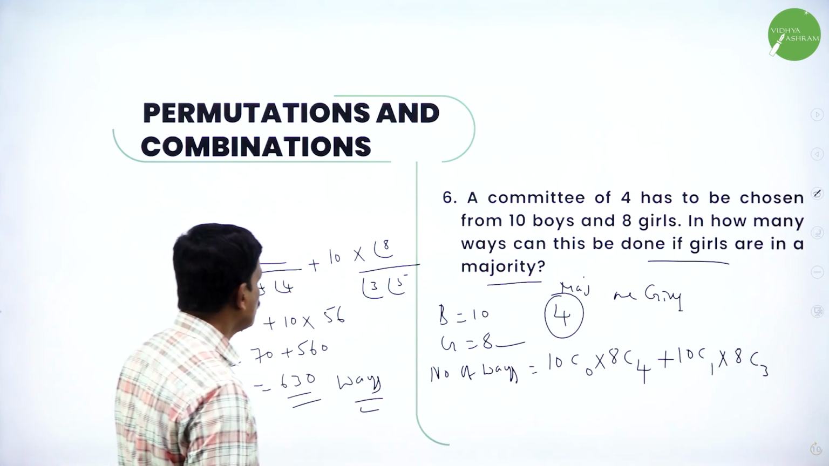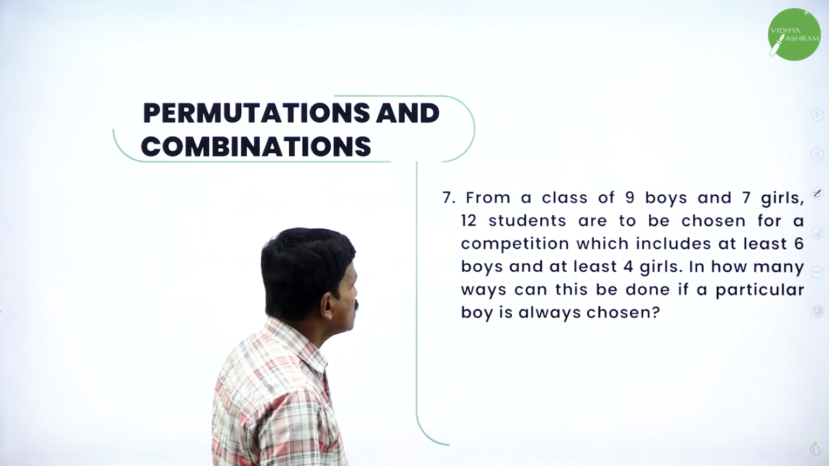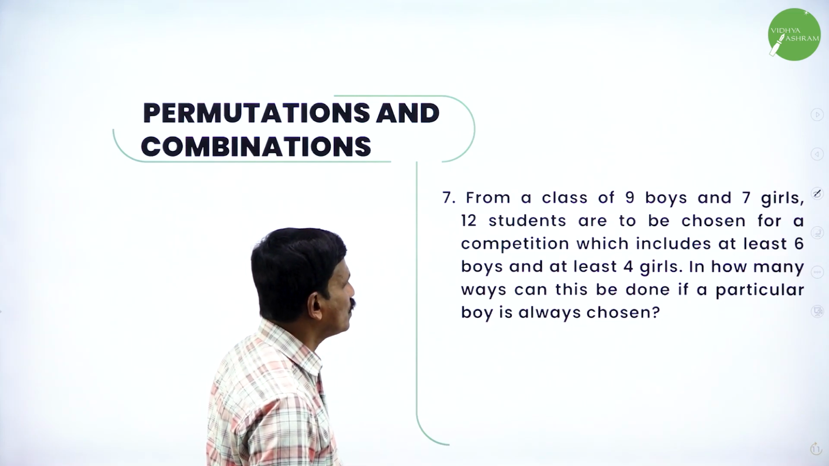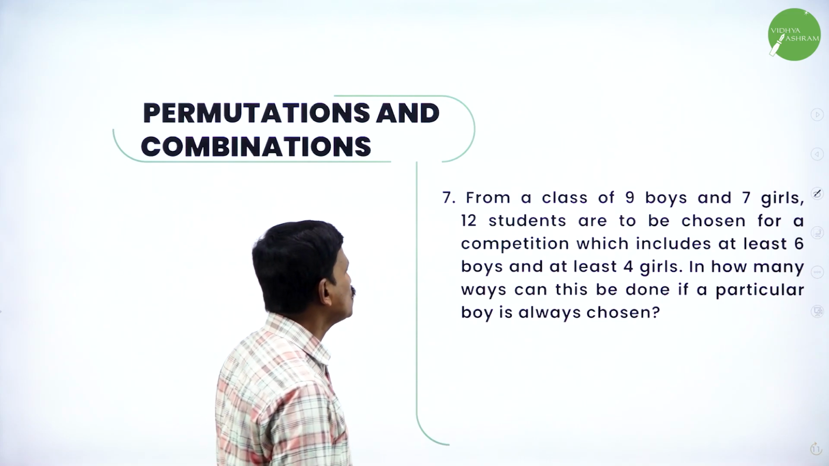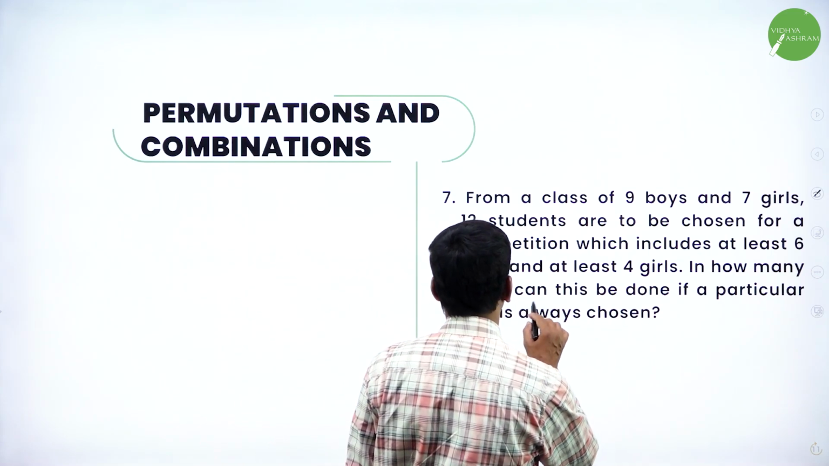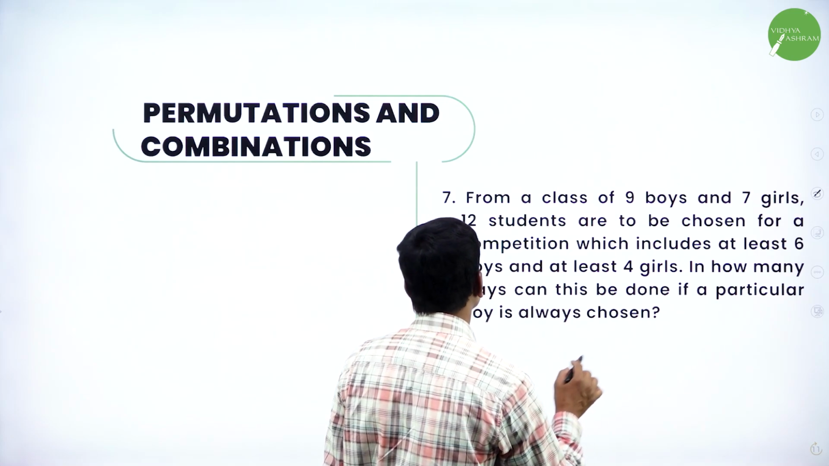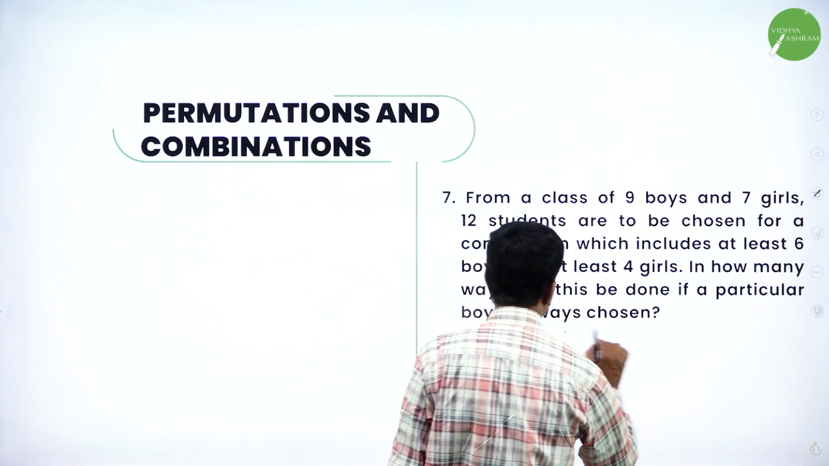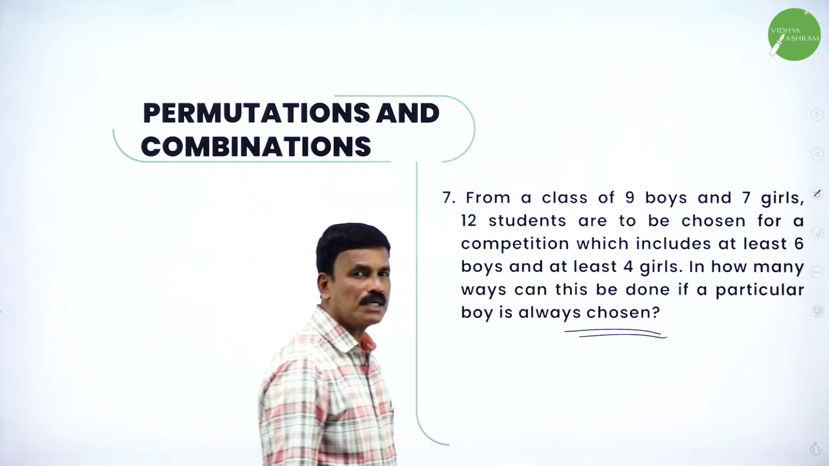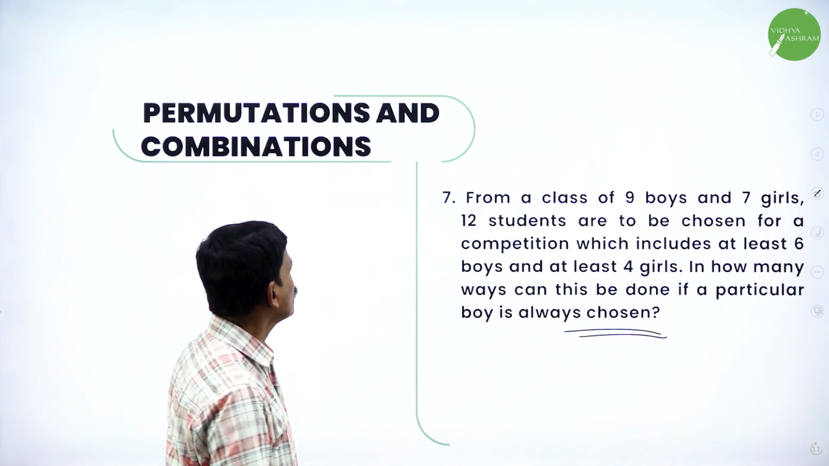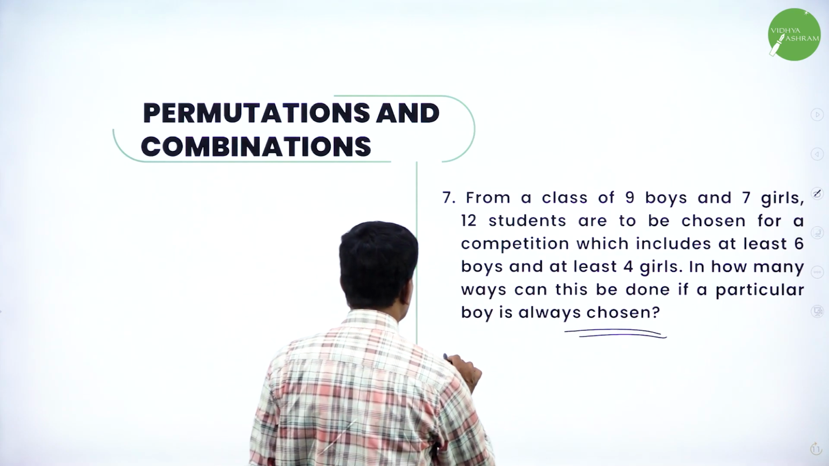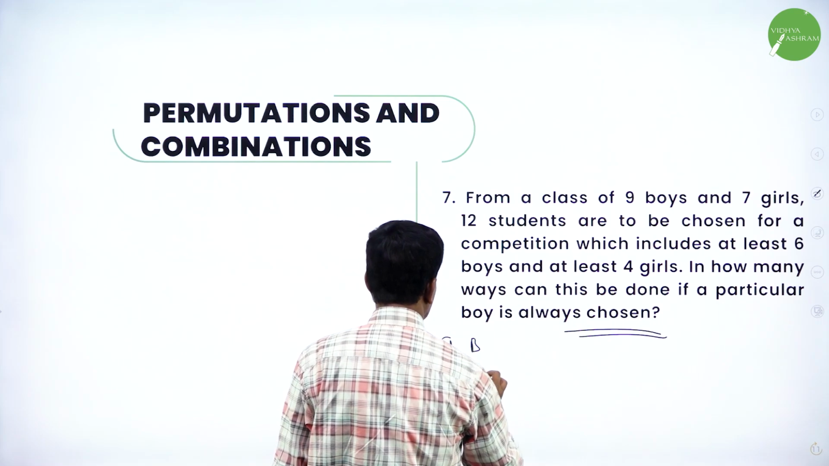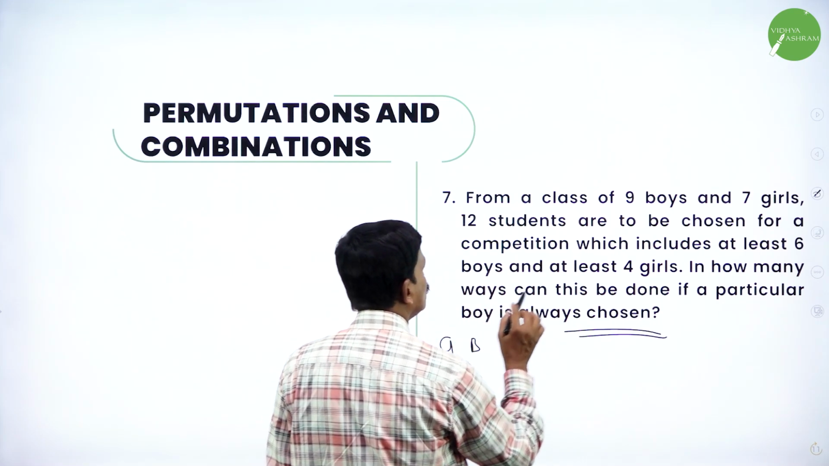Now move on to the next problem. This is also the same type. From a class of 9 boys and 7 girls, 12 students are to be chosen for a competition which includes at least 6 boys and at least 4 girls. In how many ways can this be done if a particular boy is always chosen? The condition is that a particular boy is always chosen.